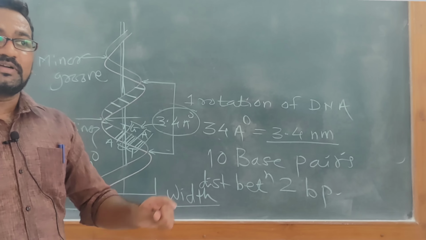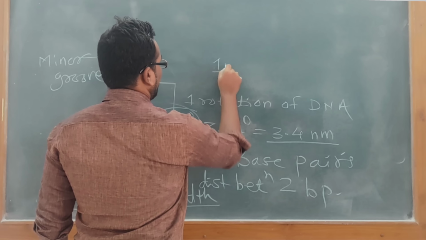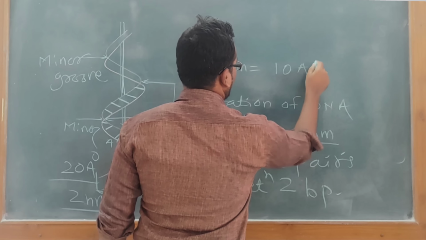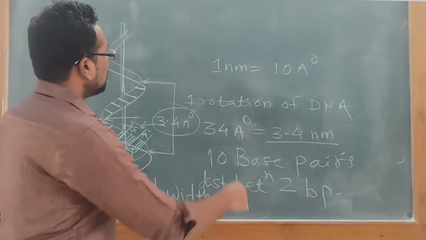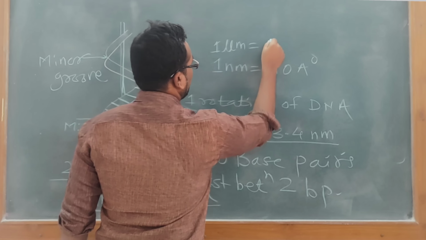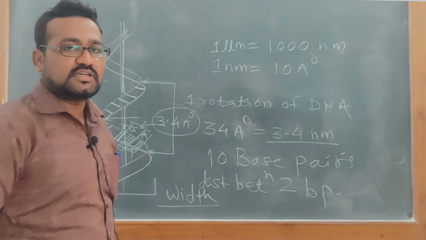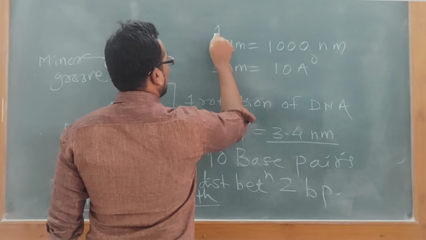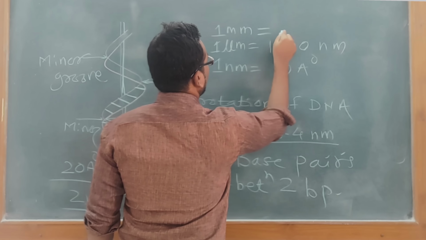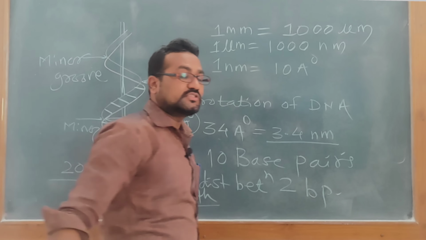So what is the difference between Angstrom and nanometer? You have to understand first. 1 nanometer is equal to 10 Angstrom. Understand this first. 1 micrometer is equal to 1000 nanometer. 1 millimeter is equal to 1000 micrometer.